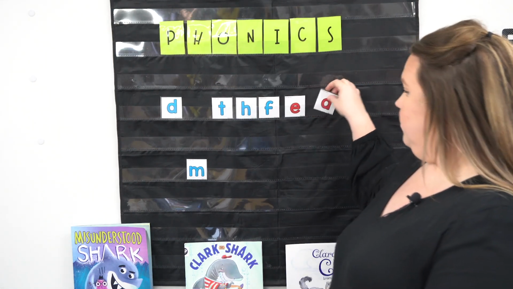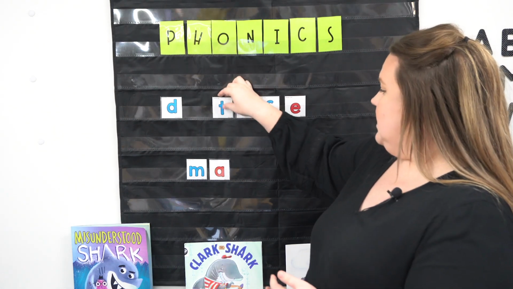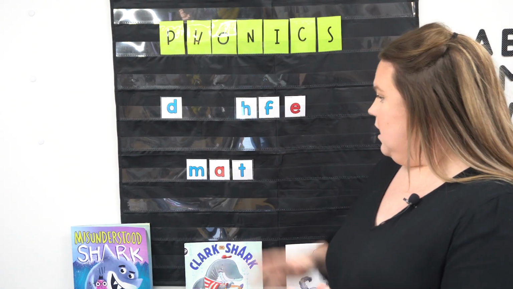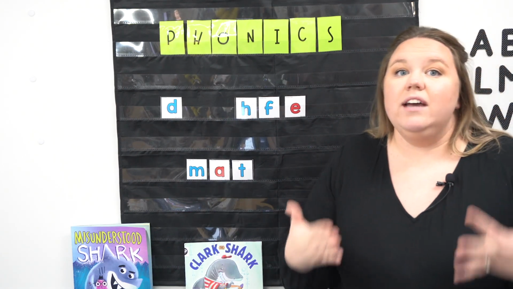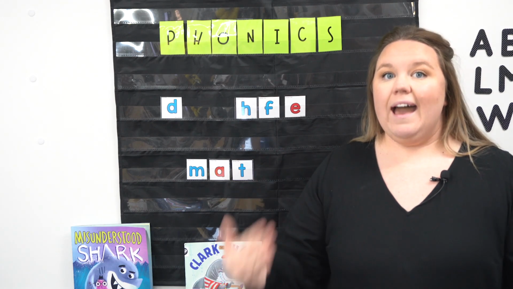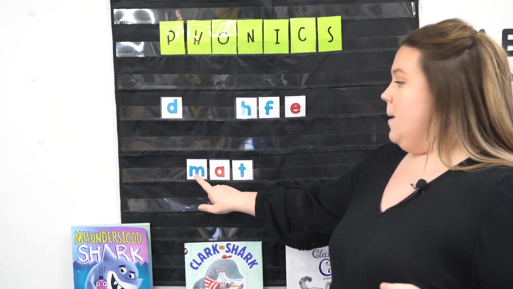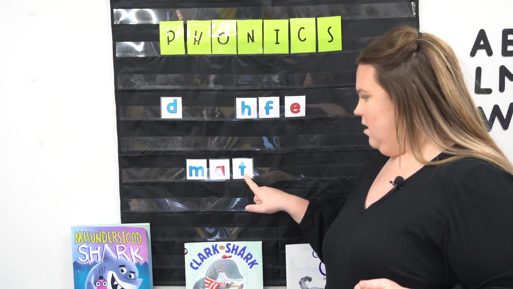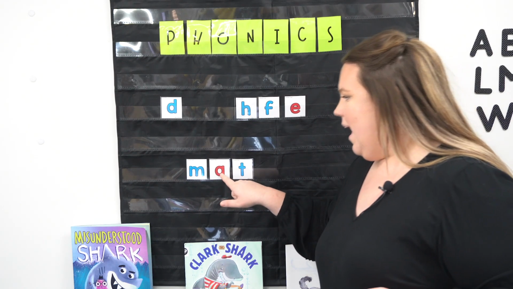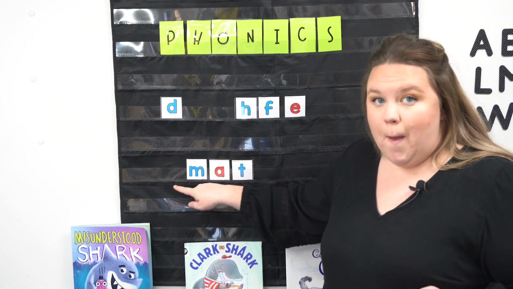M, A, T. I'm spelling the word mat. Let's touch each letter as we say the sound. Watch. M, A, T. M, A, T. And then I'm sliding my finger underneath.